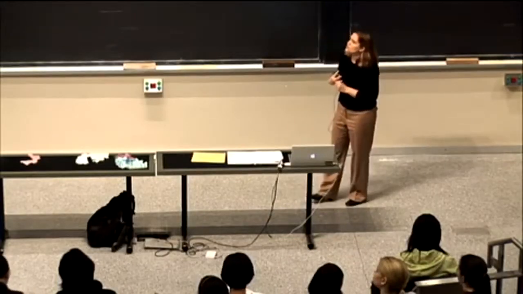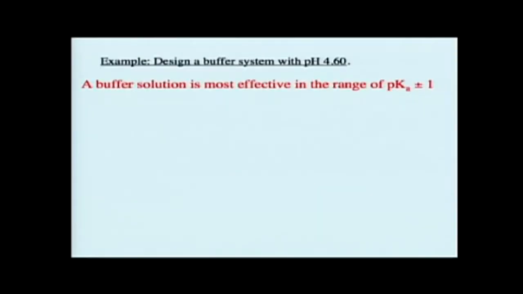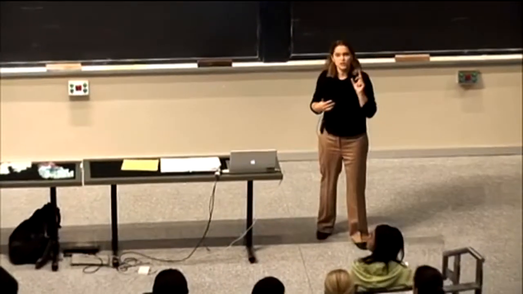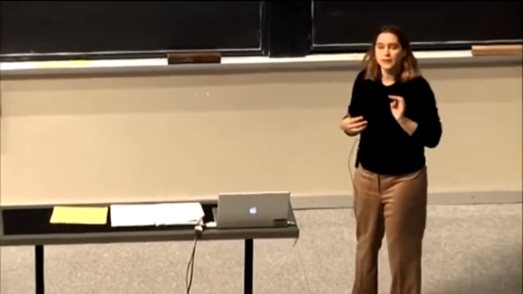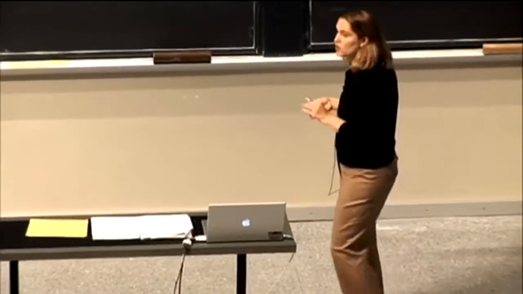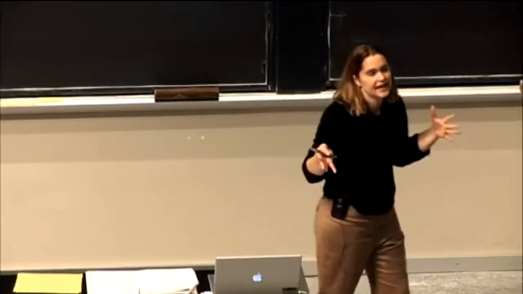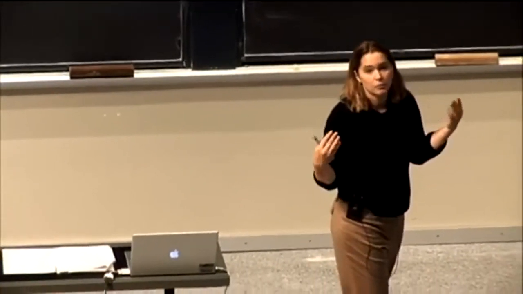All right, so let's use Henderson-Hasselbalch and design a buffer system if we want a pH of 4.6. And a good rule to remember is that a buffering solution is most effective when it's plus or minus 1 away from the pKa. So that's a good thing to keep in mind for research as well. If you're really far away from the pKa, it's not going to be a good buffering system.